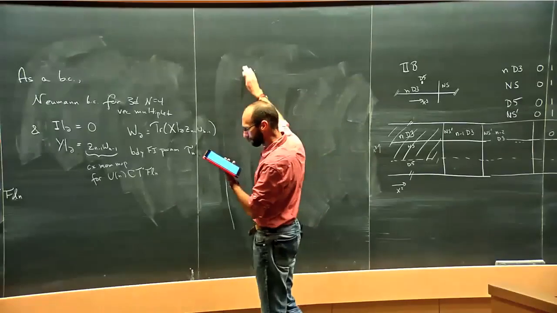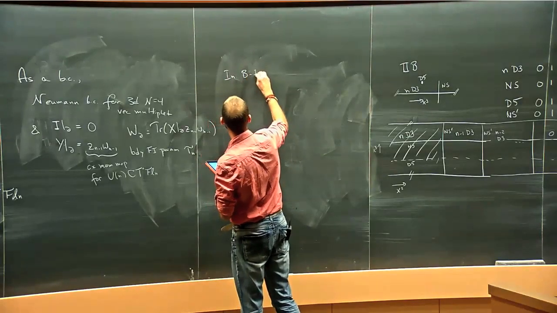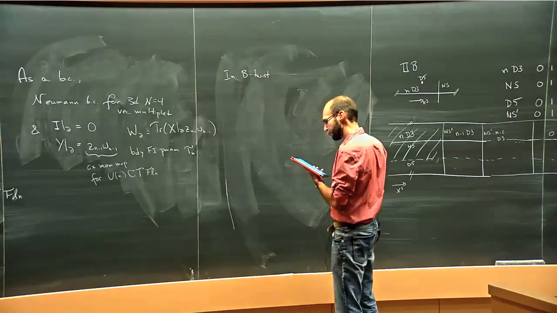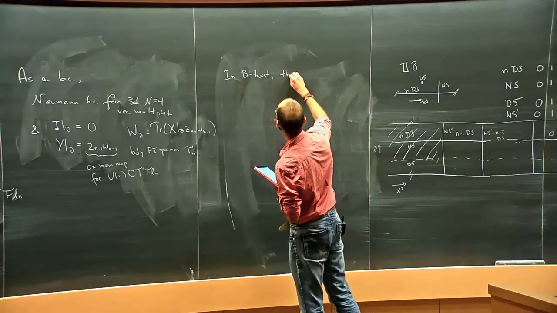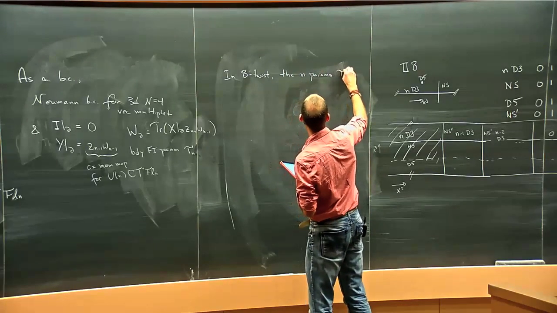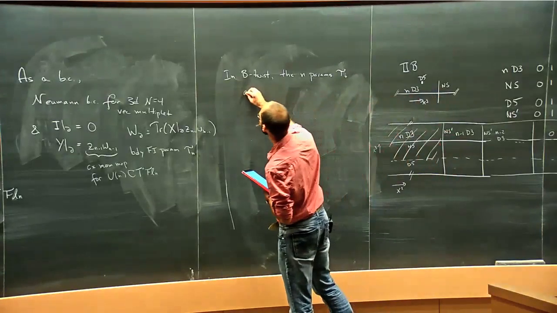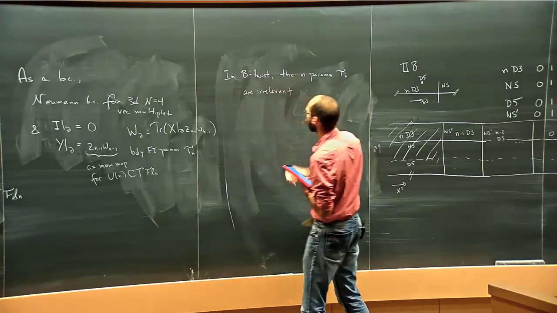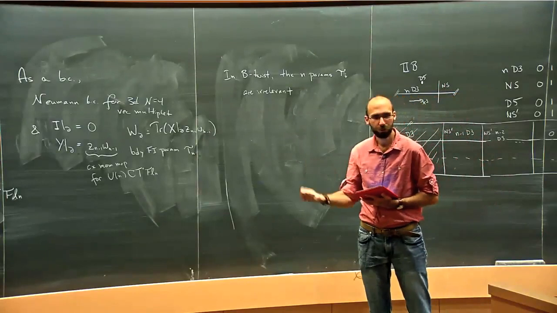In the B-twist, the n complex parameters, tau I, are irrelevant. So the B-twist in the bulk is also a B-twist in terms of this 2,2 theory.